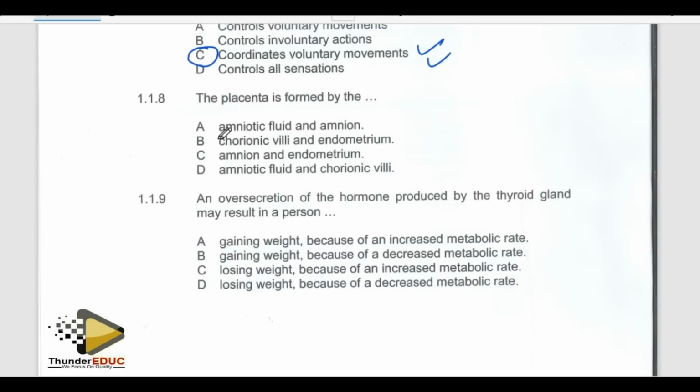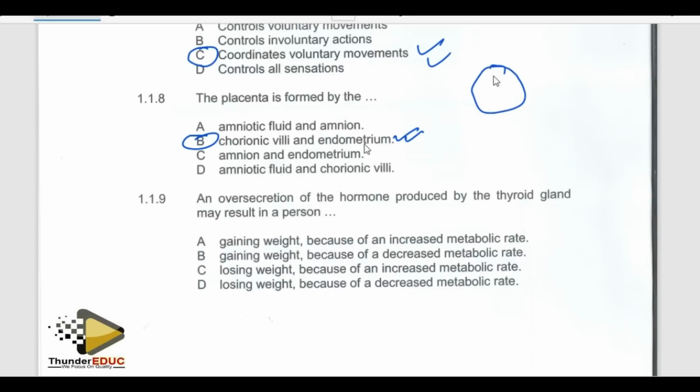So here is number 1. They are saying that amniotic fluid and amnion. Amniotic fluid, no. Chorionic villi and endometrium. Yes, it could be the answer, but let's see if we have the most correct answer. Always read all the objectives and find out the most correct answer. They're saying that amnion, no. The moment there is amnion, no. Amniotic fluid and no.